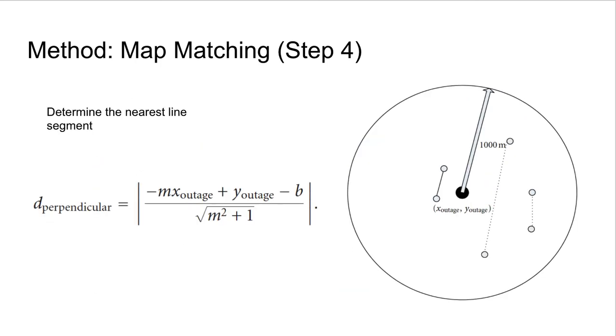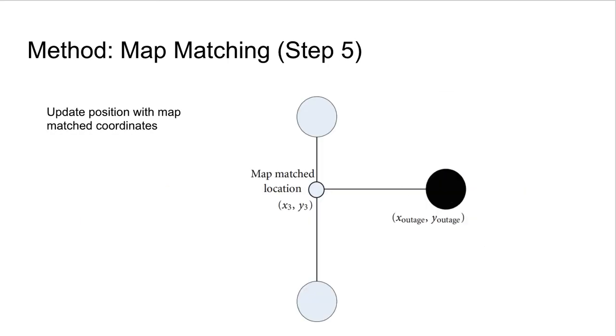In step 4, the equation shown here is used to determine which of the remaining line segments is closest to the estimated location. As you can see in the diagram here, we've ignored these other 2 line segments and selected this one road segment as the most likely candidate for where the vehicle actually is. Then finally, the intersection between the nearest road segment and the perpendicular projection is calculated and returned as the map matched position estimate.